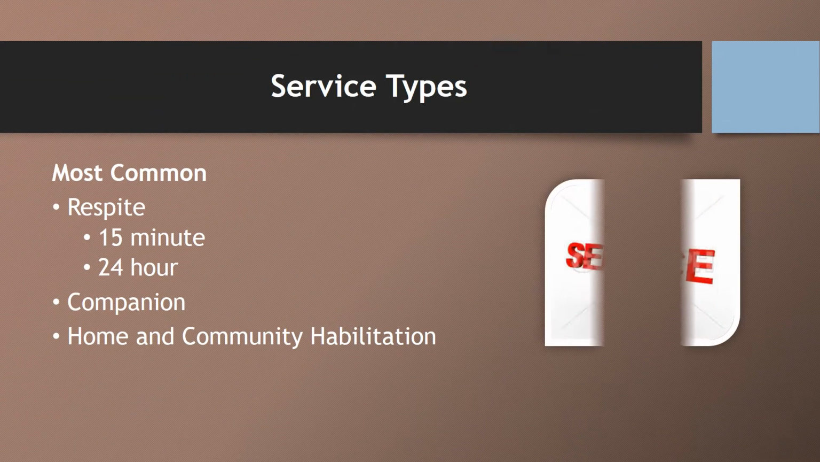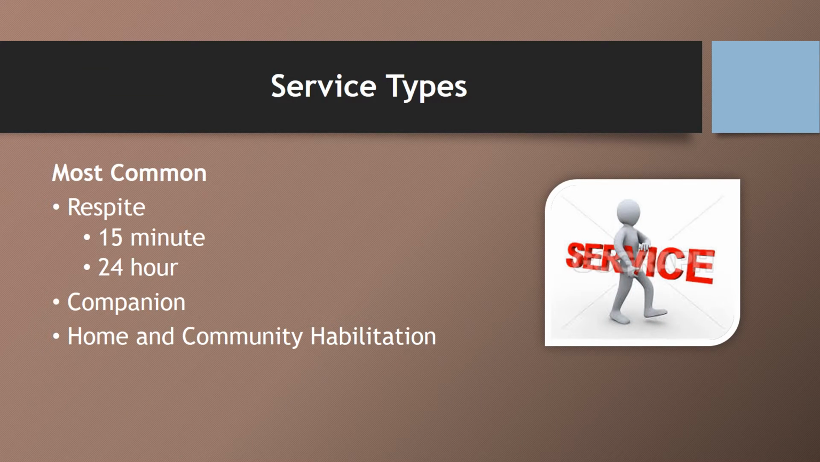The ISP outcome is related to the type of service that you will be providing. The commonly used services are respite, companion, and habilitation, which we will review in this training. There is a complete list of available AWC services on the training site for your reference.